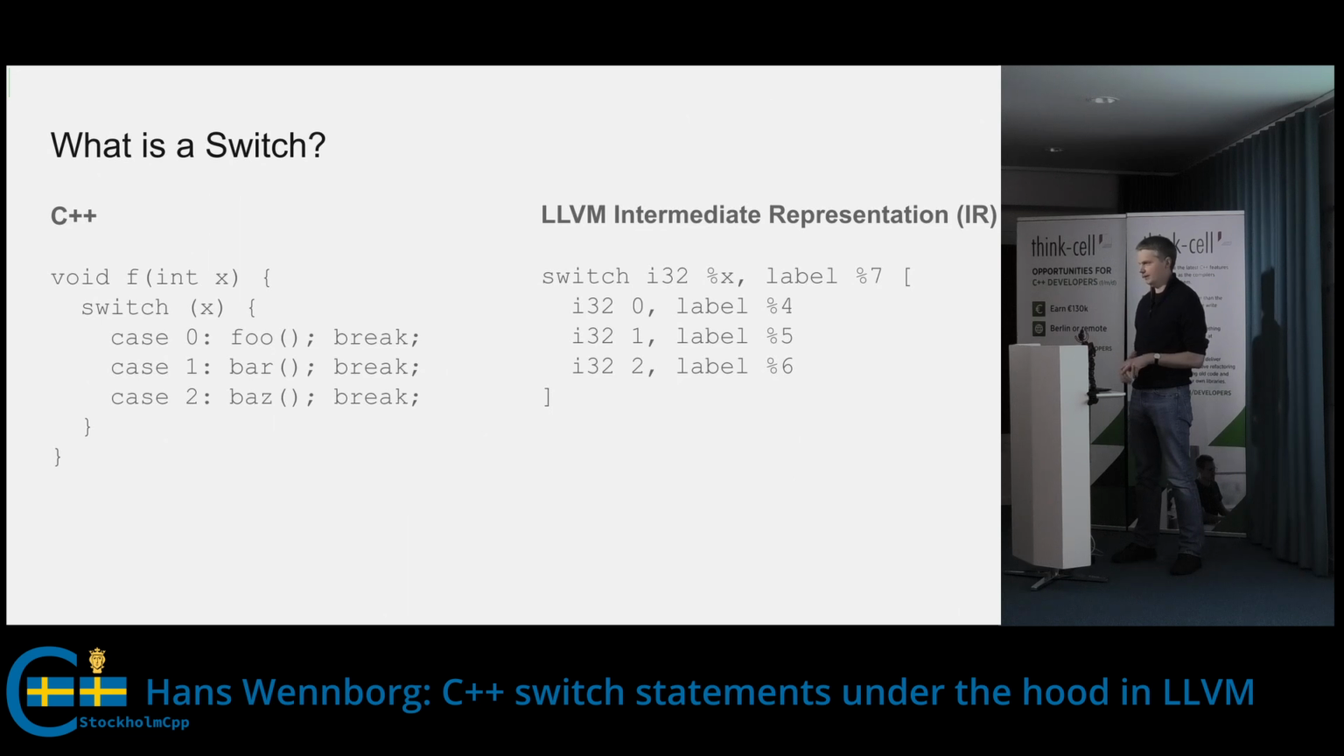And on the right, we can see how LLVM represents this internally. It actually has a dedicated instruction for this, which is called switch. And we can see here it takes the X as the input, and then it jumps to different labels depending on the value of X. And the label 7 there is special. That's the default label. So if it doesn't match any of the others, it will jump to the default. And here in the C++, we don't have an explicit default label, but there is kind of an implicit one after the switch. If the cases don't match, it will jump to the next statement.